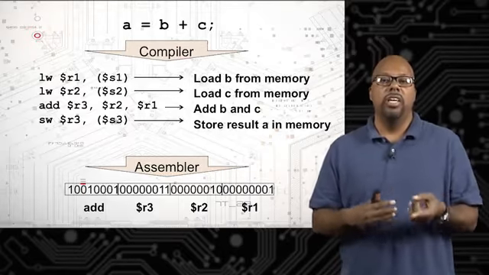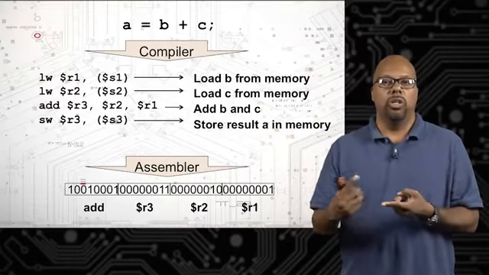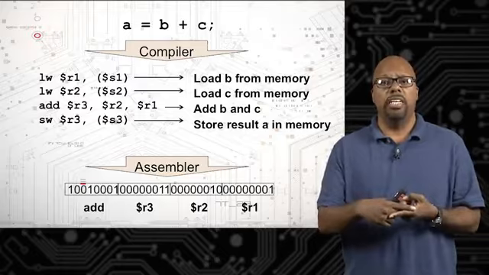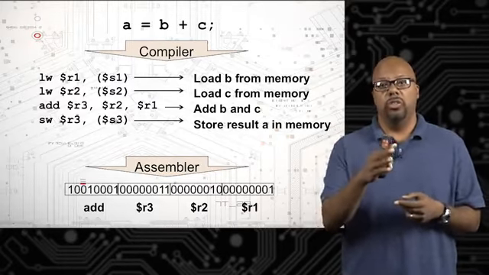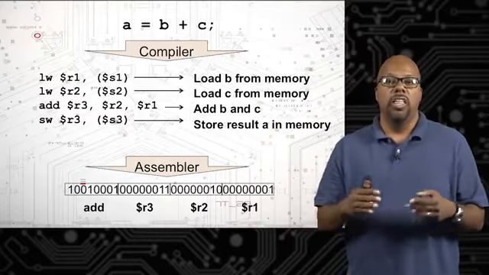So the compiler will make assembly instructions. The load LW is load word, so it'll load B from memory. Then the next LW loads C from memory, and specifically into the registers R1 and R2.